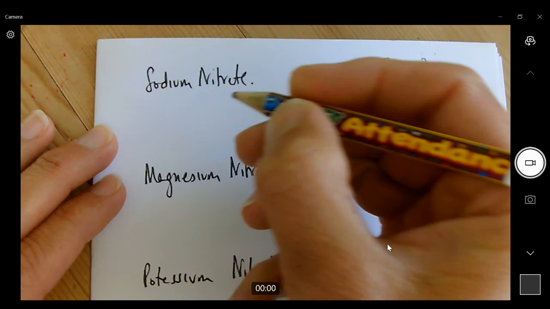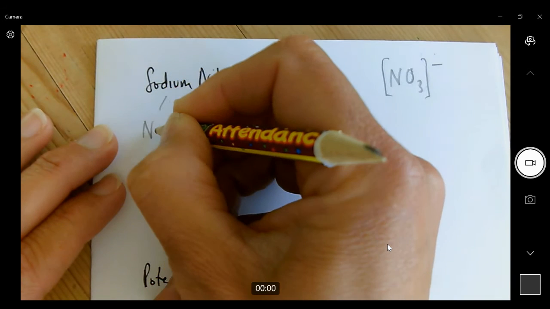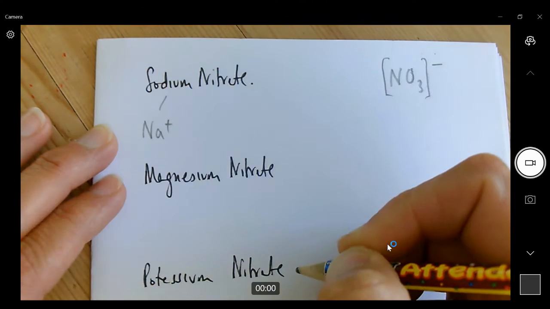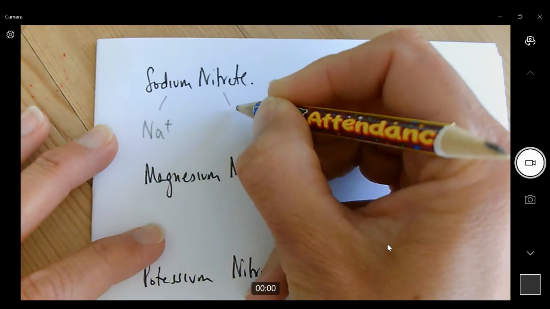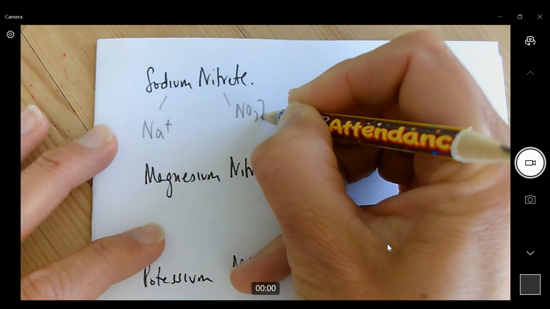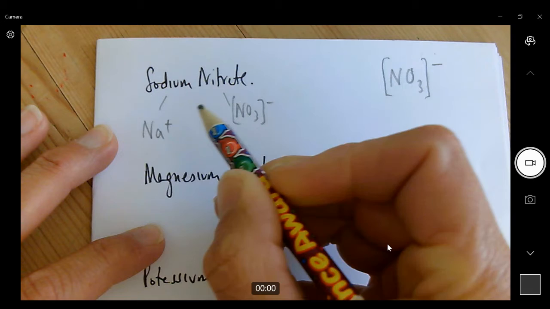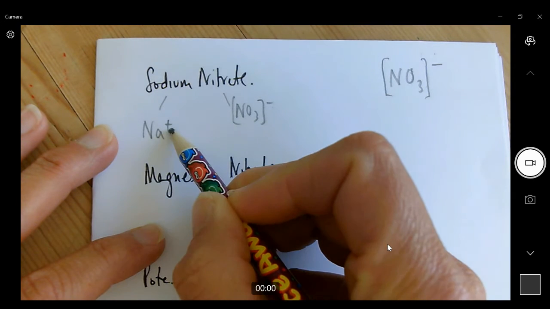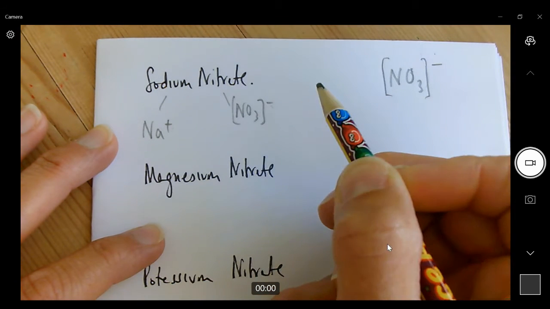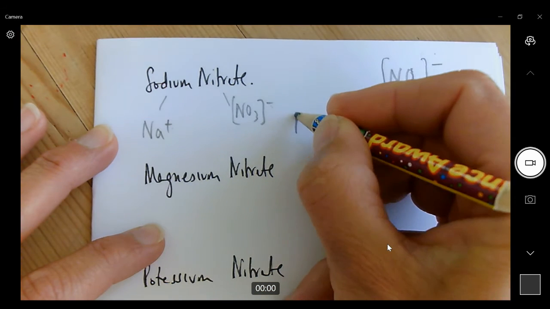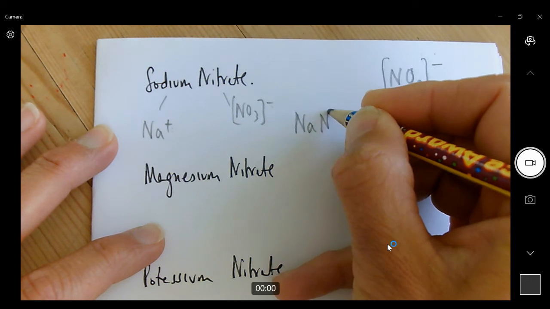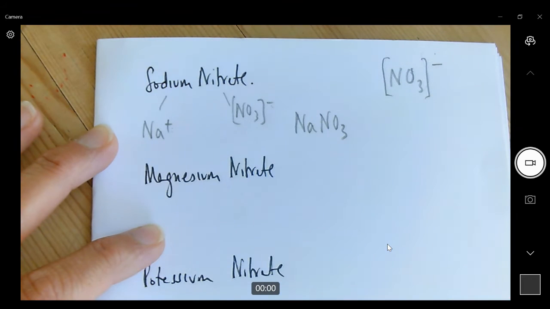So sodium nitrate. Sodium is in group 1, Na+. Nitrate we know is NO3 and it has an overall charge of -1. So in order to balance the charges, we've got +1 here, -1 here. So we're happy with that. We don't need to multiply any of them up. We've got NaNO3.